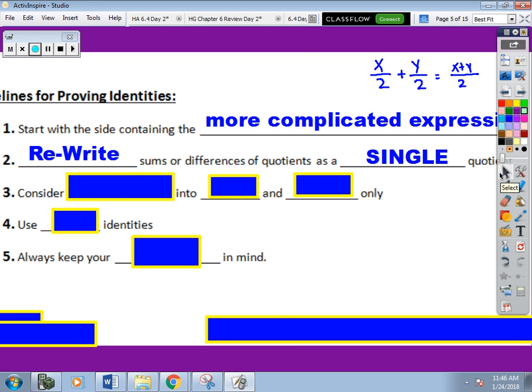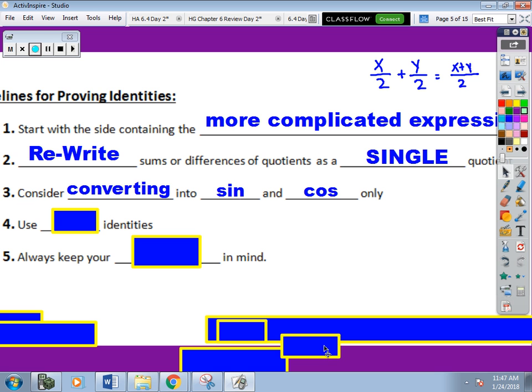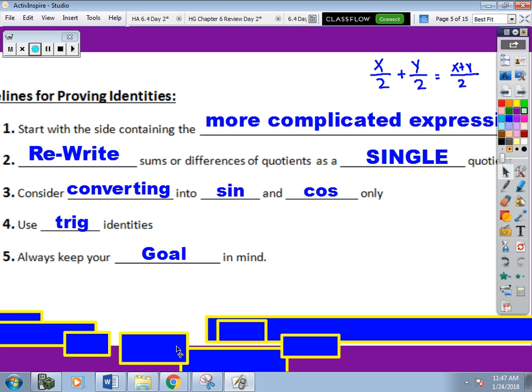We're also going to consider converting any of the trig expressions we're given into sine and cosine only. Because if everything's in terms of sine and cosine, a lot of stuff will cancel out or be able to turn into 1. Use your trig identities, and then always keep your goal in mind, which is the left side equaling the right side.